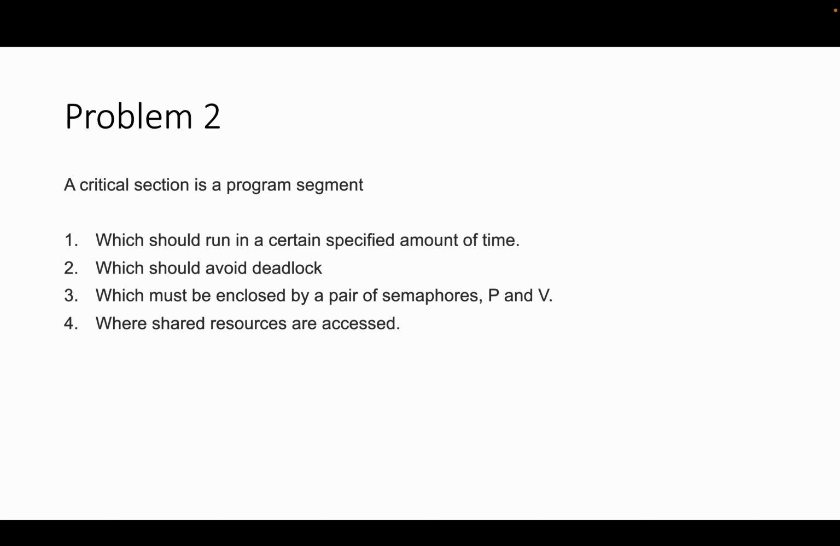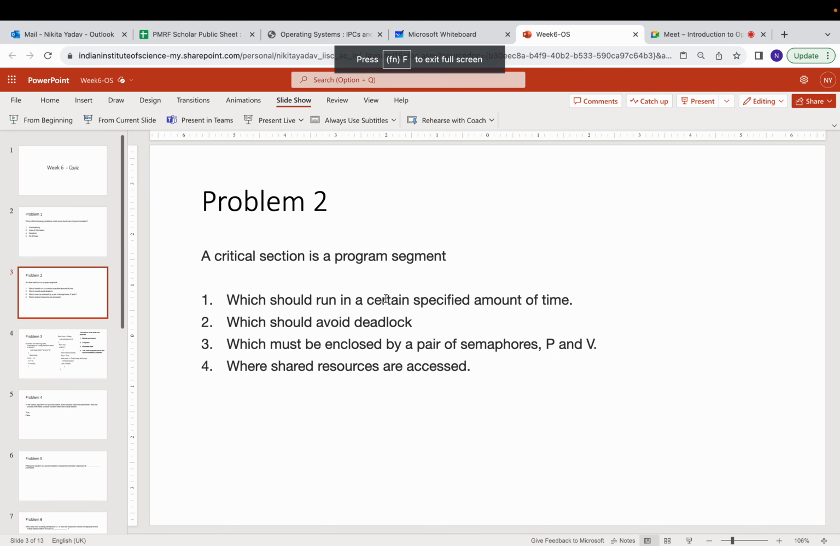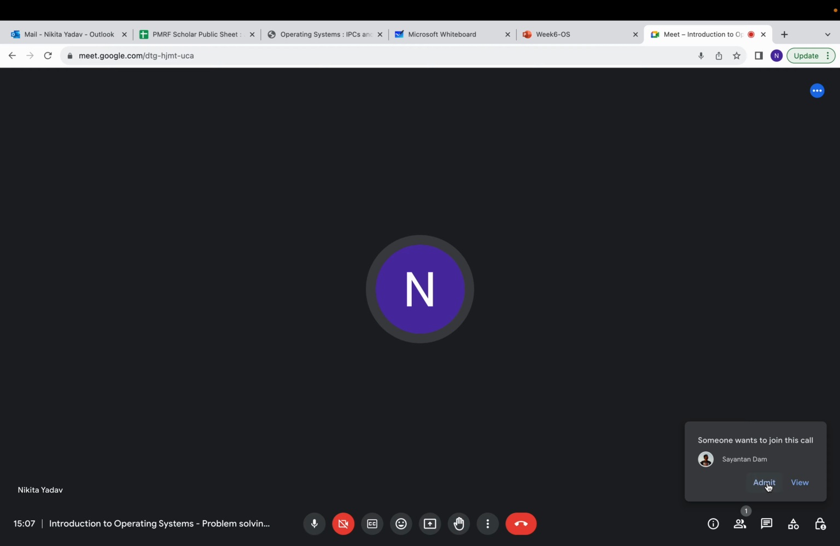And the fourth one is where shared resources are accessed. This is correct in terms of critical section, because the critical section is that program segment where shared resources are there, and we need to ensure that the processes do not access the shared resources at the same time.